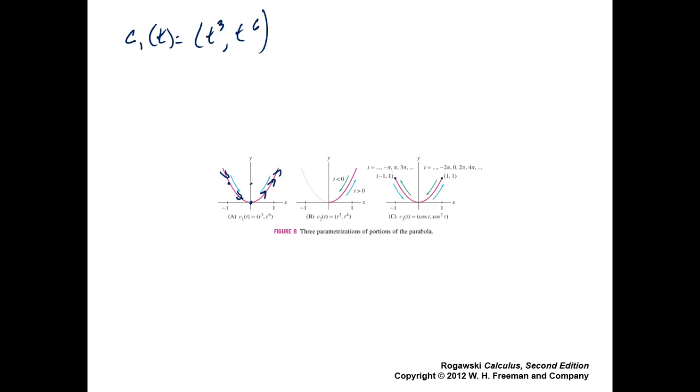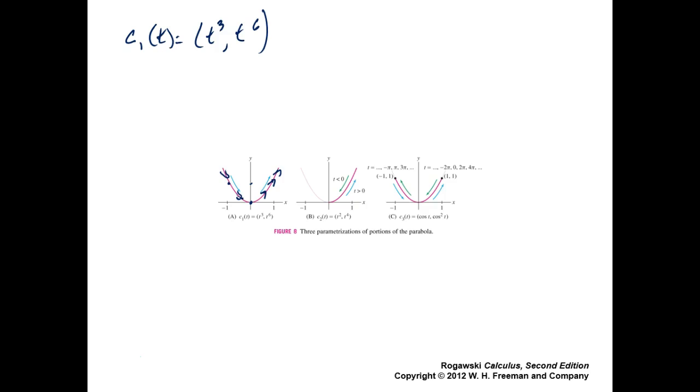Okay, anytime you raise a negative number to an even power, it's going to be positive. A negative number to an odd power is always going to be negative. How do you determine the direction? Okay, you go from small t's to large t's. So with any negative t, the more negative it is, the more negative the x is and the more positive the y is. And then as they get less negative, they're coming down the curve.